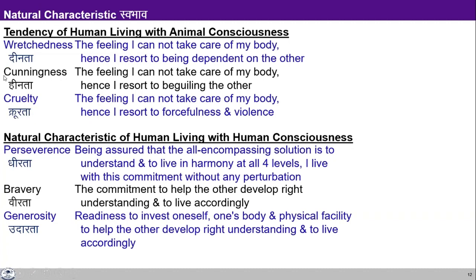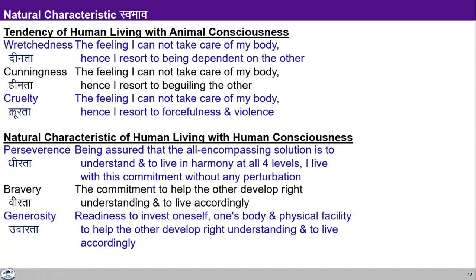Happiness and prosperity are not possible while living with animal consciousness. When we look at the natural characteristic of a human being living with human consciousness, these three possibilities are there. One is perseverance, which we discussed: I have the resolution, the understanding, and the feeling in me, and every moment I am living the same way.